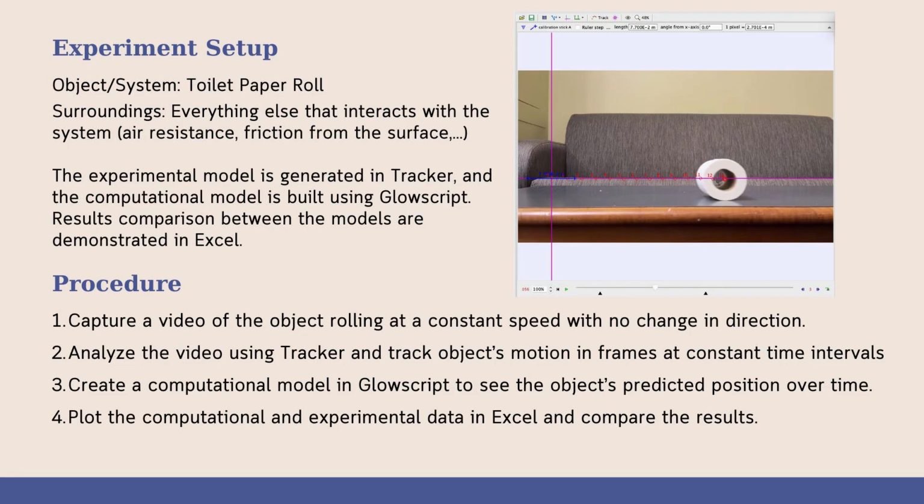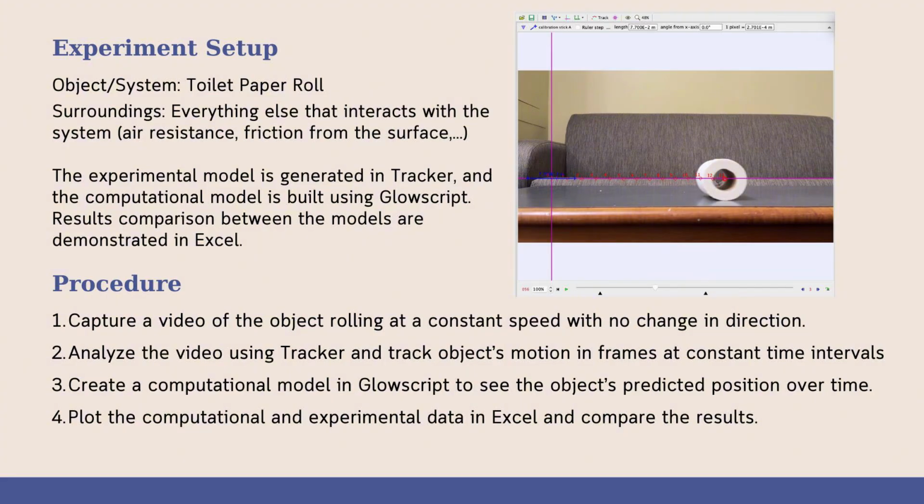For this lab, I chose a toilet paper roll for my system, and the surroundings include everything else that interacts with it, including air resistance and friction from the table surface. The experimental model is generated in Tracker, and the computational model is built using GlowScript.